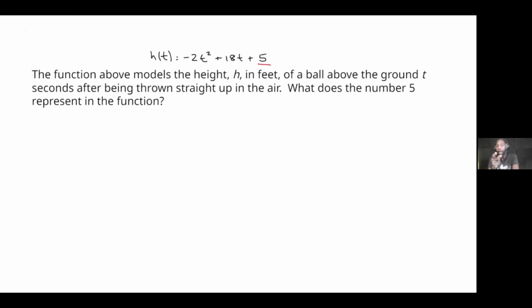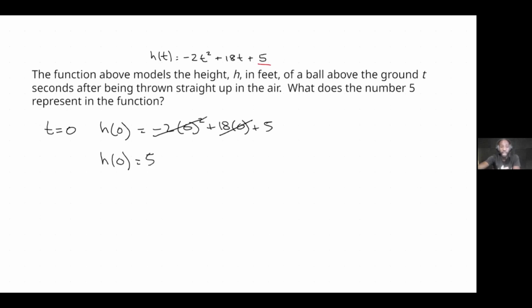Now, think about it for a second. If this represents the height at time t, the thing I automatically want to know that'll make it very easy is what is the height at time 0 when you first launch it? So at time 0, what is h of 0? h of 0 is going to be -2 times 0 squared plus 18 times 0 plus 5. Watch what happens. All of these just go away. So h of 0 is equal to 5.